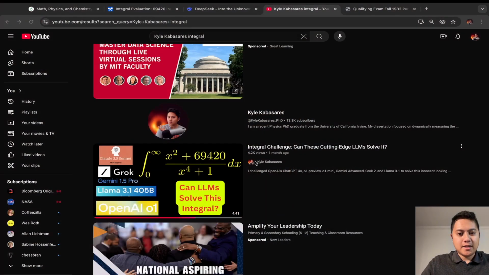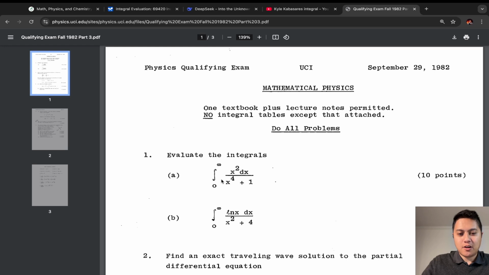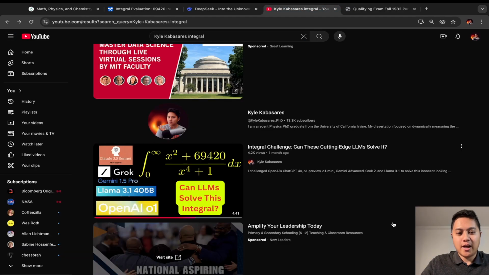So if you guys remember from this stream, I asked all of these different LLMs to solve this kind of funny integral here, the integral of (x squared plus 69/420) over (x to the fourth plus 1) from 0 to infinity. And when I was testing all of these models, the only one that got it was OpenAI's O1 Mini. Not even Preview could get this integral here. And so this integral, of course, was a variation on something I saw from this old UCI physics exam back in the 1980s. For those of you who don't know, I went to UCI for my PhD. And so anyways, it was a variation of this problem. And it was funny to me how none of the other state-of-the-art LLMs could actually get it.